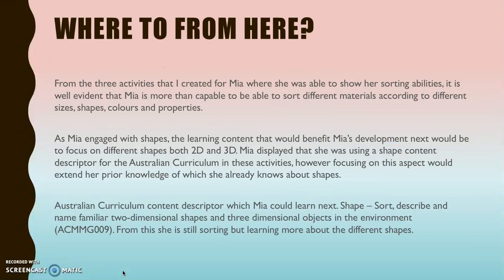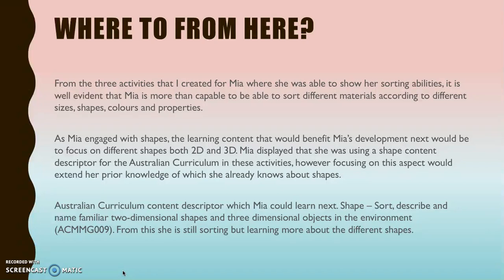Where to from here? So from the 3 activities that I created for Mia, she has well and truly demonstrated that she's very good at sorting. As she engaged with the 2D shapes a lot, I feel like the next learning that she would need to focus on would be 2D and 3D shapes. She interacted with 3D shapes, however, I never got her to physically state that, like, this is a cube, this is a cylinder, and so on. So maybe focusing on more 3D shapes would really take advantage for her. However, I don't know if she knows about that as such yet.